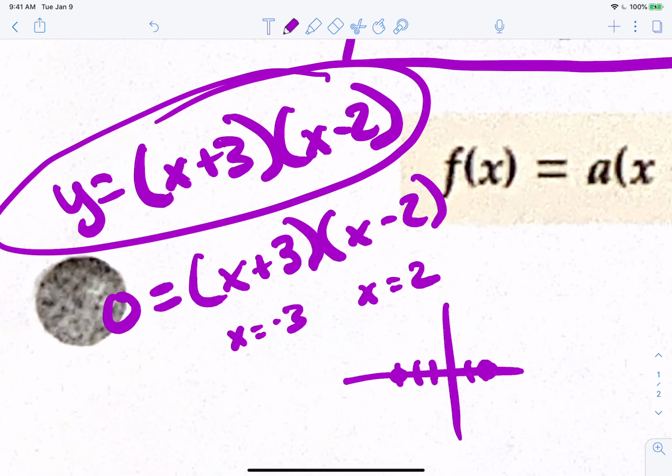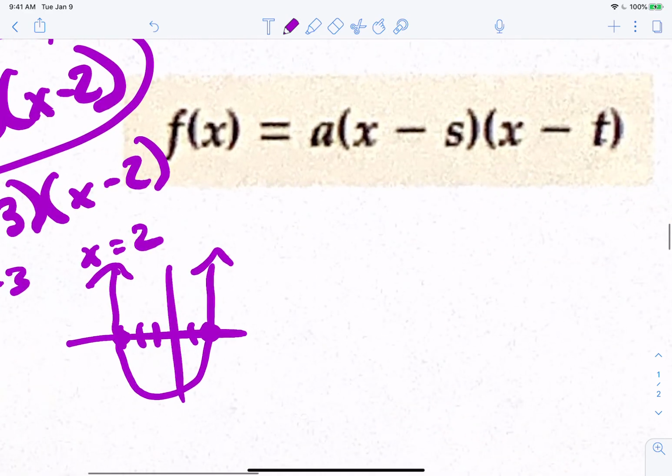So I can just go ahead and know that the graph intersects at 2 and negative 3, and it's going to be a smiley face because there's no negative in front. So it's going to do something of this nature. That's what it's going to look like. Okay, good? All right, let's go down and do an example.